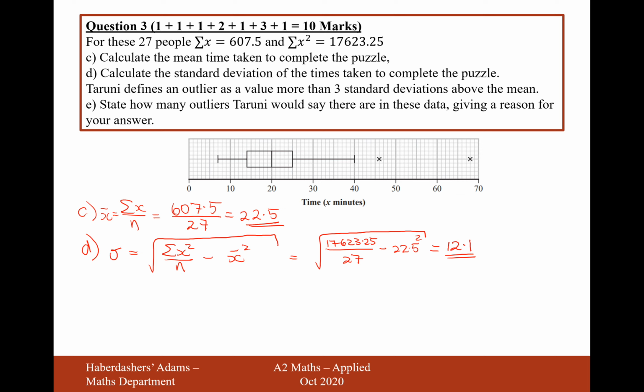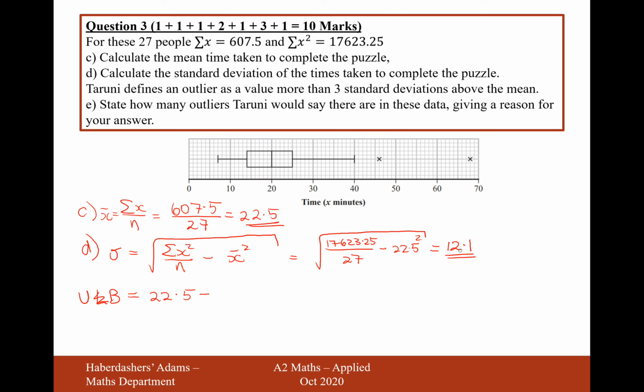Okay, moving on to part E now. Taruni defines an outlier as a value more than 3 standard deviations above the mean. State how many outliers Taruni would say there are in this data, giving a reason for your answer. Well, let's do the lower bound and the upper bound. So the lower bound is going to be 22.5 minus 3 standard deviations. Oh, we don't need to do a lower bound then, do we? We just need to do an upper bound, because the lower one is going to be into the negatives, isn't it?